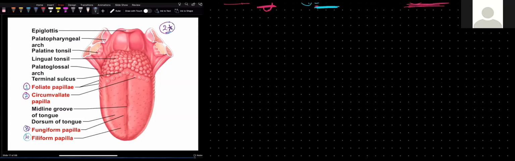So if we're looking here, we can see the most widely distributed type of papillae that we have on the tongue. This is going to be the filiform papillae. Those are the whitish papillae that are covering most of the surface of the dorsum of the tongue. Scattered in between, we can see those reddish dots. Those are the fungiform papillae.